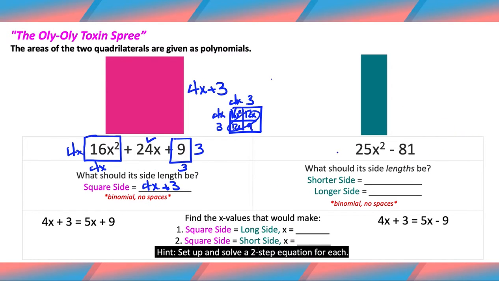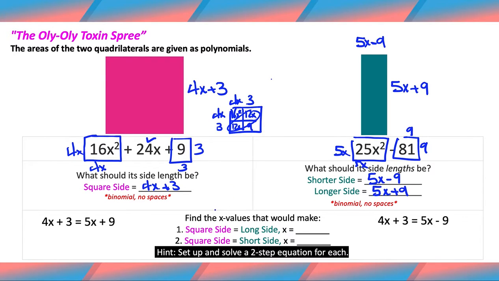Anyway, let's move on. Looks like we have a difference of two squares. So what makes this square and what makes this square? 81 is a 9 by 9. 25x squared would be a 5x by a 5x. So I'm guessing the longer side is 5x plus 9, and the shorter side is going to be 5x minus 9. So here we go. Shorter side, 5x minus 9. Longer side, 5x plus 9.